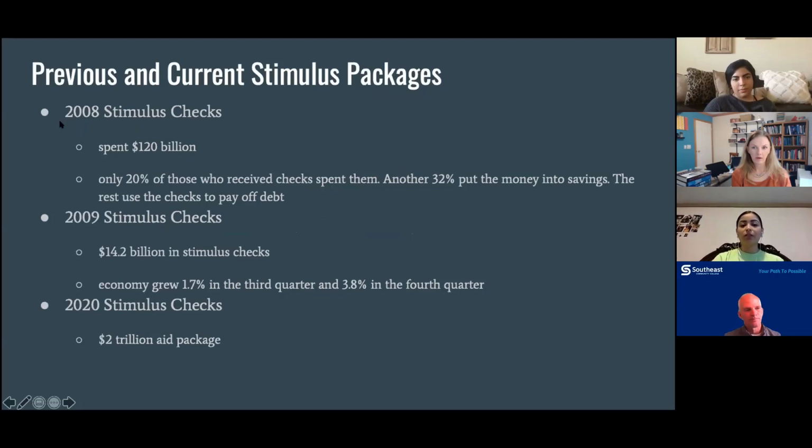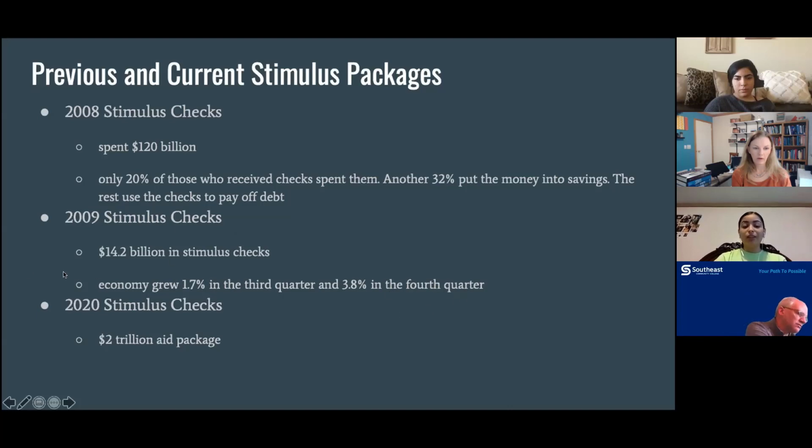So here I just wanted to show previous and current stimulus packages and reinforce the idea that the spending rate is impactful. So if 20% of the people who received stimulus packages in 2008, where there was a bit of a recession, and 32% put the money into their savings, then obviously there's not as high of a spending rate. So that's probably why this recession lasted until 2009, where it finally started growing again.